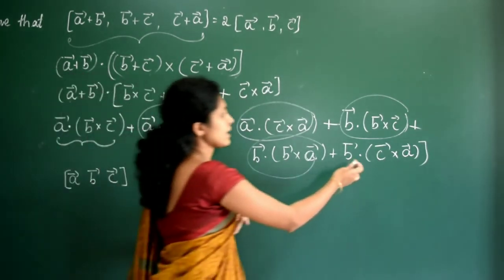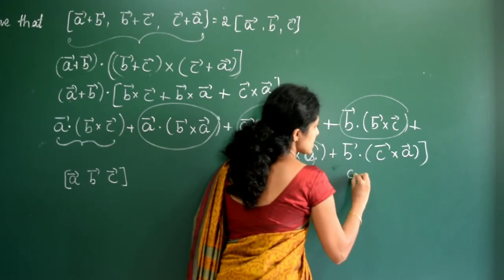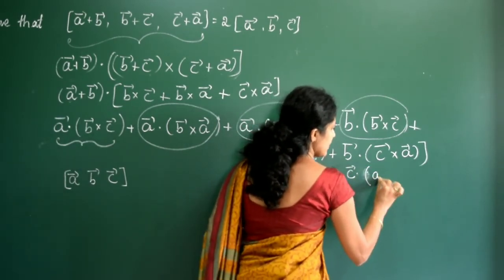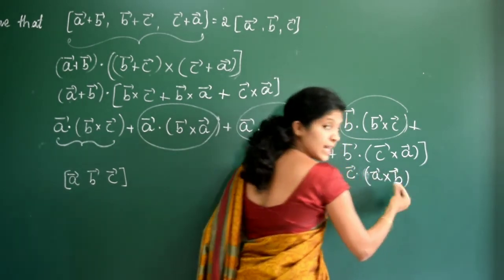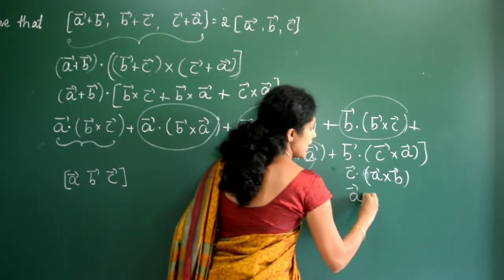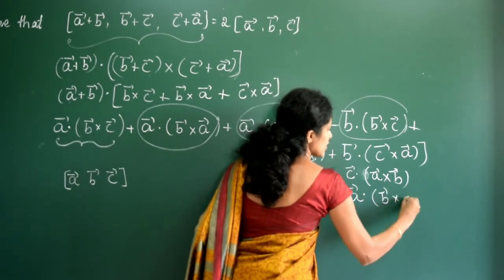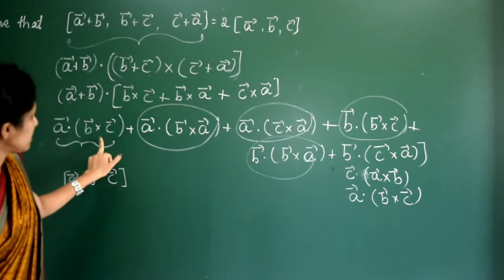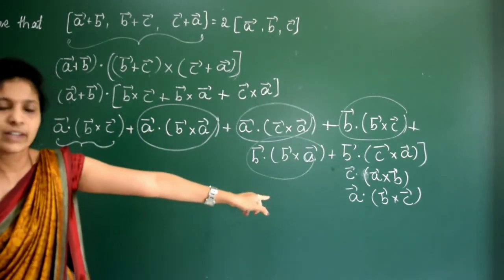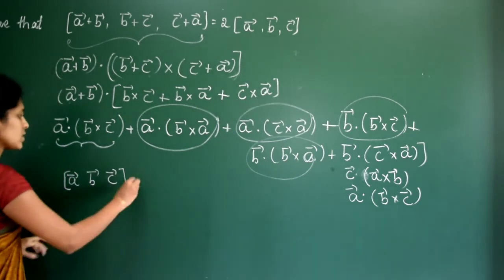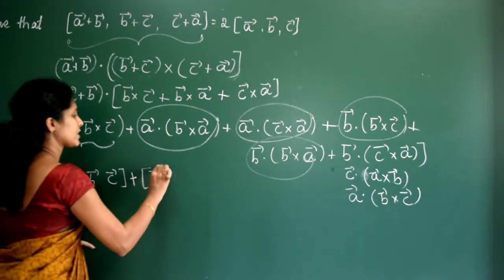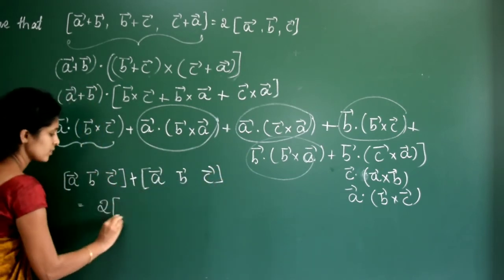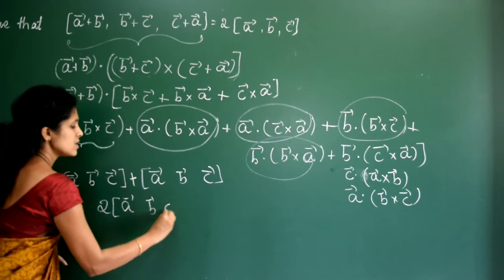See, if you find the cyclic order, this will be now C vector dot A vector cross B vector, right? If you find again cyclic order, this will be A vector dot B vector cross C vector. Both will be same, right? So this is A vector dot B vector cross C vector, and there it is A vector dot B vector cross C vector. So I can write plus A vector B vector C vector. So this is equal to 2 times A vector B vector C vector.